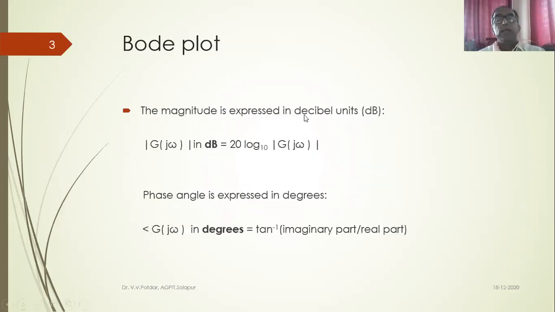Magnitude is expressed in decibel units. Now, what is this decibel unit? If you were attentive while studying the subject of measurements or instrumentation, we must have studied sound measurement, acoustic measurement. For sound measurements, we use this decibel scale, decibel, bell. Decimal of that bell is decibel, right? So what is this decibel?